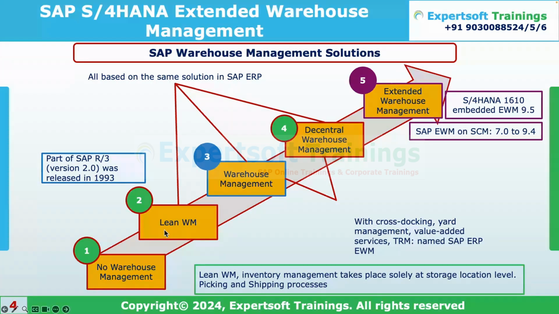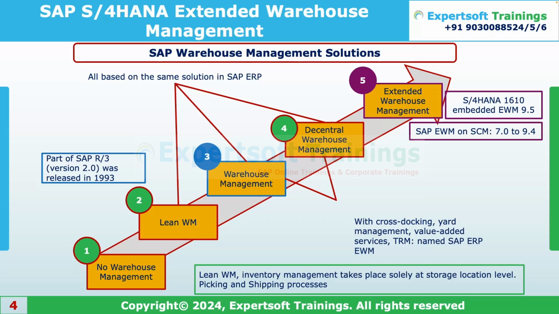Now, what is lean warehouse management solution? Every module or every area of SAP has a different org structure. So you have company code, plant, storage location, and your warehouse management will come below your storage location.